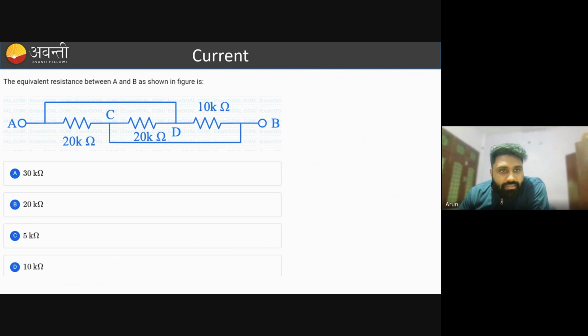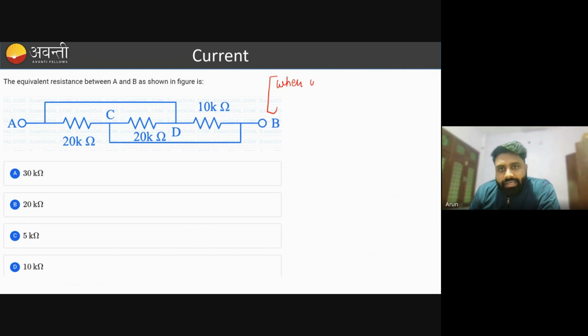In this question, a combination of resistors is given, but you cannot say whether it is in series or parallel because of these wires. These are the wires that are connected through this. Two wires we have connected. We have to find out the equivalent resistance between A and B. So try this question. I will tell you the concept behind it.